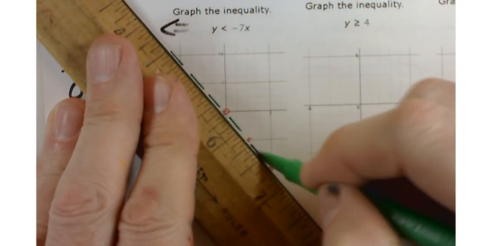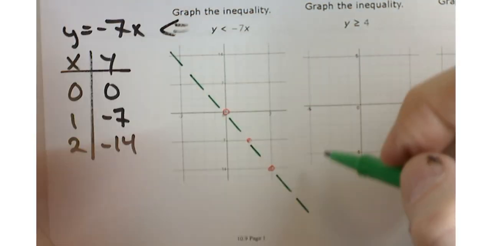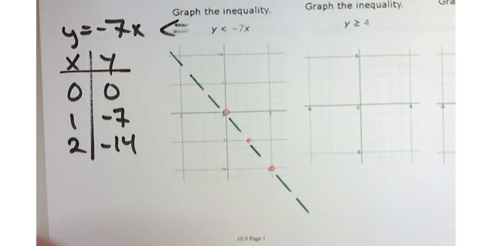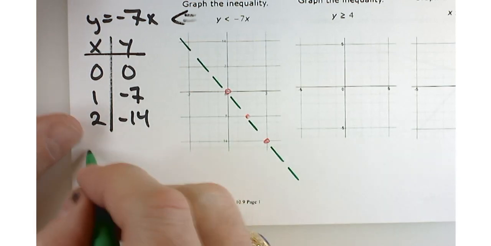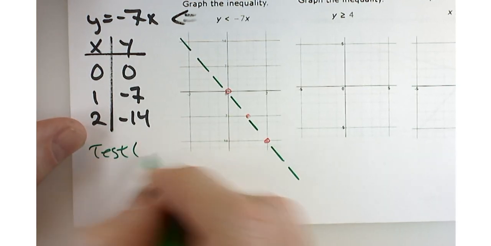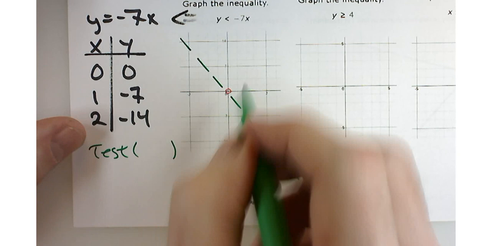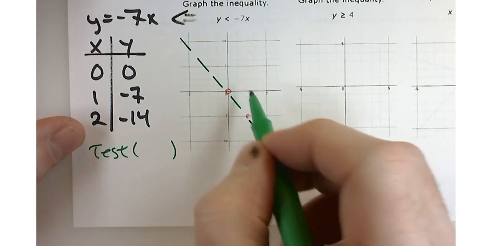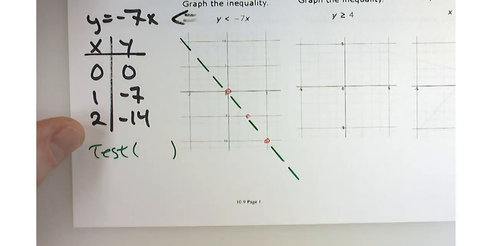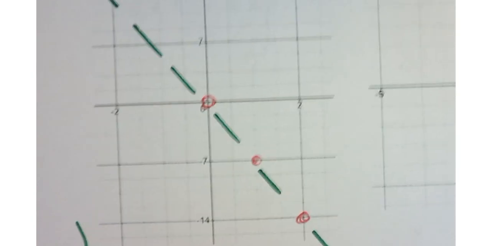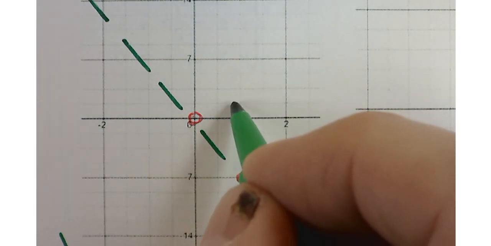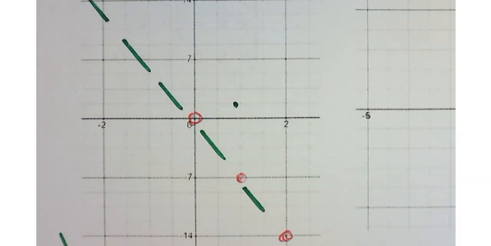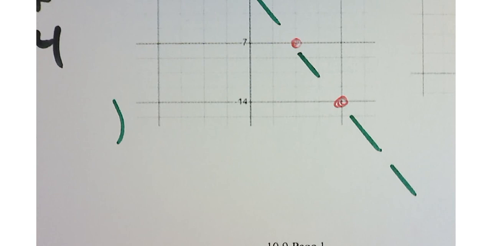Now, my favorite test point is 0, 0. Can I use 0, 0 as a test point for this graph? No. So, what test point do you want to use? 1, 1. All right, 1, 1. That's going to be up here someplace. Let me zoom in on the scale here a little bit. So, 1, 1 is going to be up here someplace. Doesn't really matter exactly where, just as long as we have it someplace.